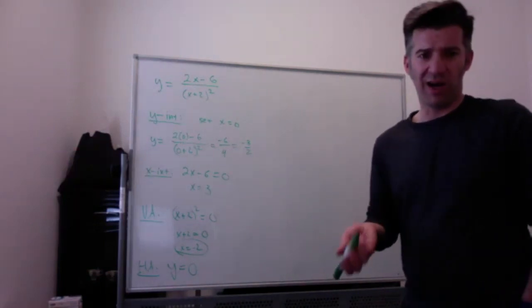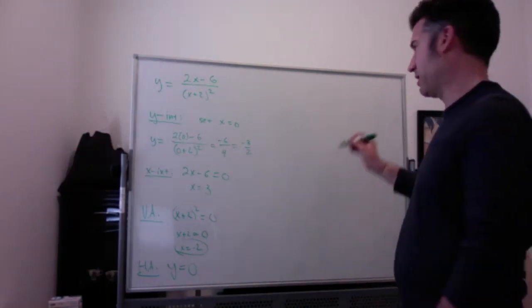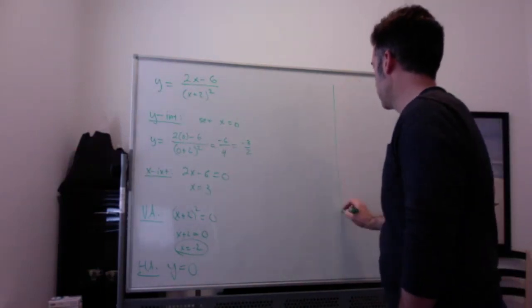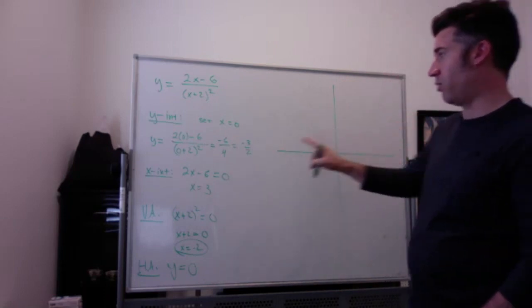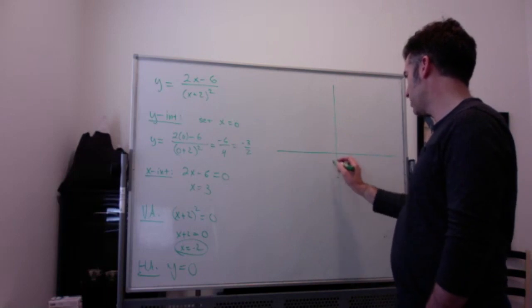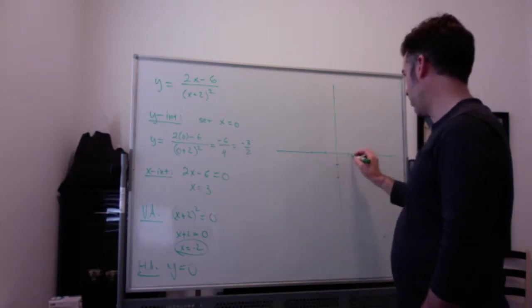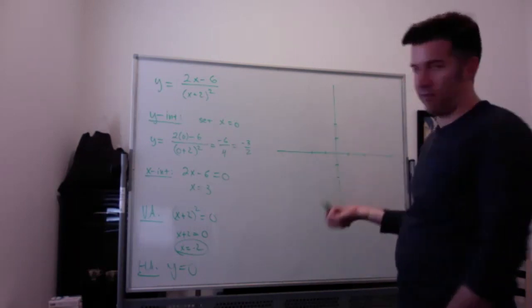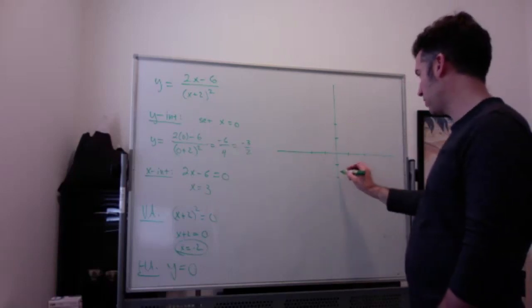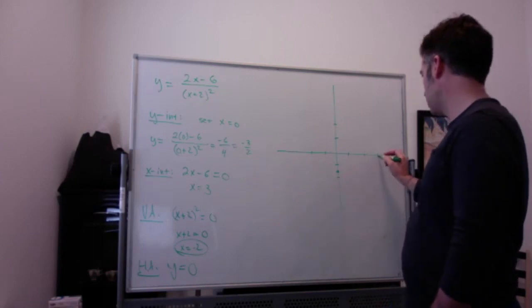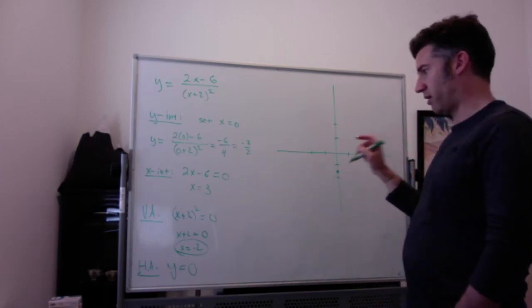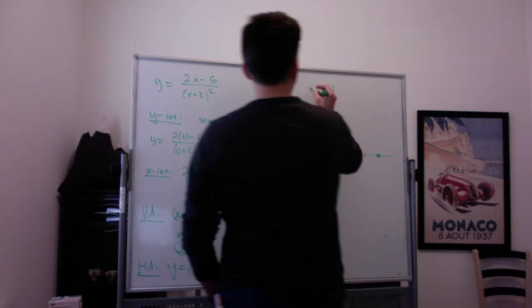Which is hard to draw because it's just the x-axis, but that's fine. We don't really draw it, I should say. So let's plot all the things. We've got a y-intercept of -3/2, which is -1.5. So that's halfway between -1 and -2, so right there. Got an x-intercept of +3. I've got a vertical asymptote of -2.